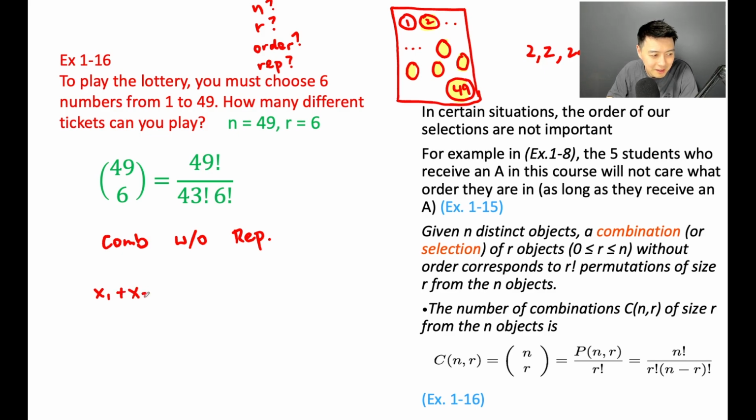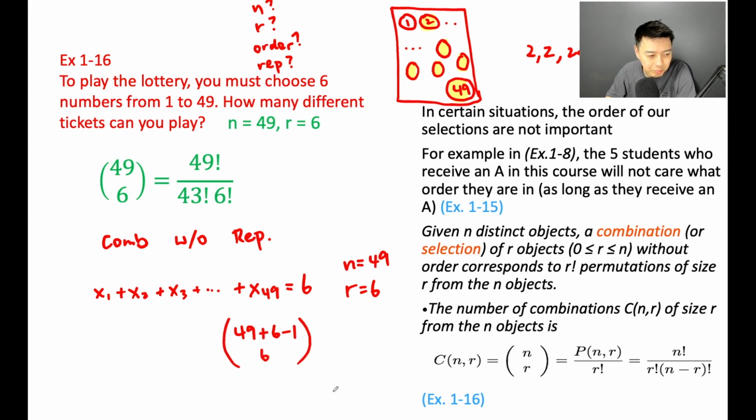What if I asked, how many integer solutions are there to this problem where there are 49 people and I have 6 candies to give away? Well, our n, number of people, is 49, and number of candies is 6. So the equation is just 49 plus 6 minus 1, choose 6. And that's it. That would be the answer. But how do we relate it back to this problem?